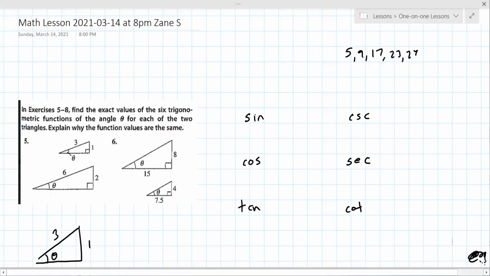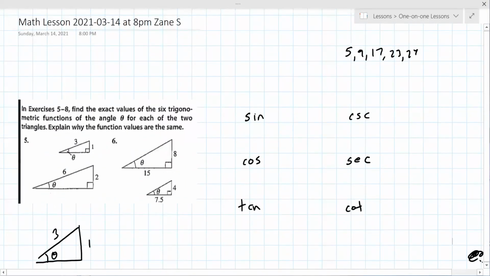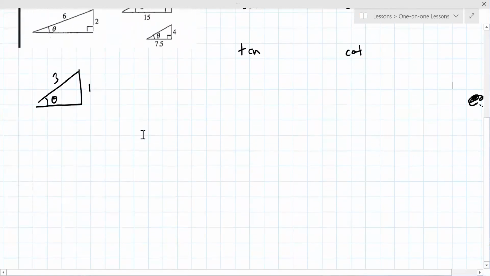Okay. So the other leg is the square root of 8, which reduces to 2 root 2. So the cosine of theta is the adjacent over the hypotenuse. So it's 2 square root 2 over 3.